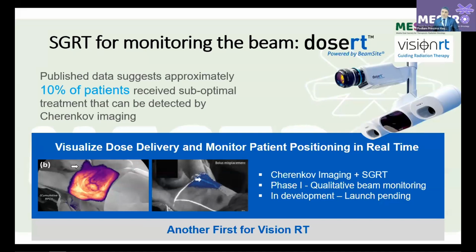Here you have some examples of a patient's chin going into the radiotherapy field and also a mismatch between the bolus placement on the chest wall versus the radiotherapy field, directly seen during the delivery of the dose. So for the first time in radiotherapy history, we can truly visualize the dose directly during the delivery onto the patient.